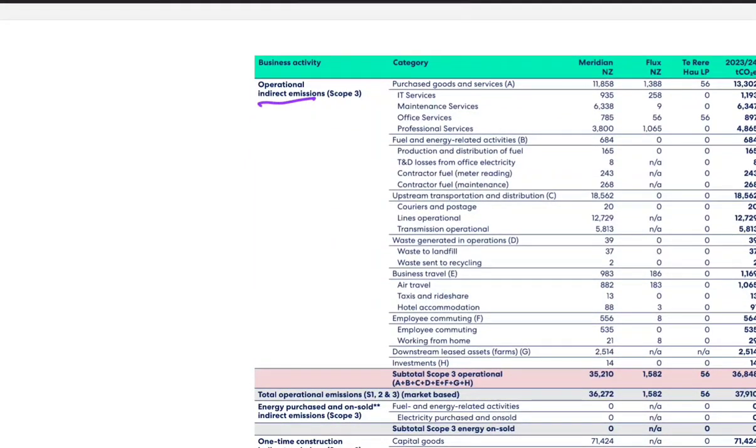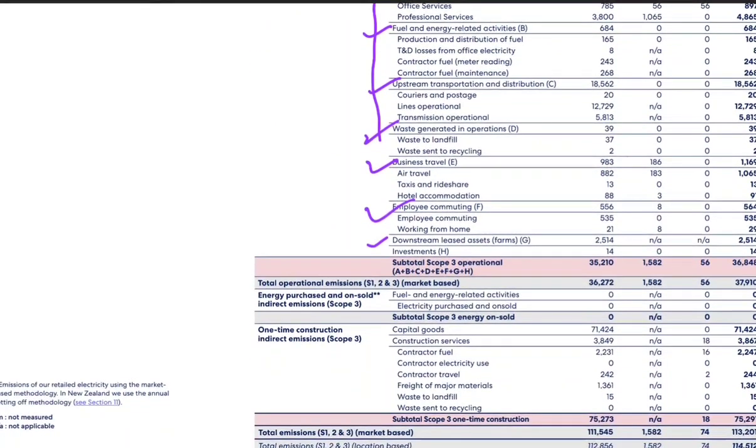Then we see information related to scope 3. Whatever the categories, you can see purchased goods and services, where IT, maintenance, office, professional services, fuel and energy related activities like production, distribution of fuel, T&D losses of office electricity, contractor fuel, basically meter reading, and contractor fuel for maintenance. Then upstream transportation, distribution, waste generated in operations, business travel, employee commuting, and downstream leased assets. So these are the selected scope 3 categories. The detail we will see accordingly.